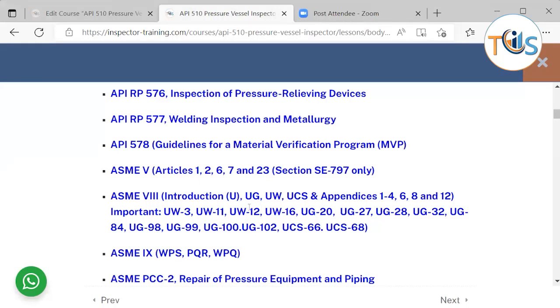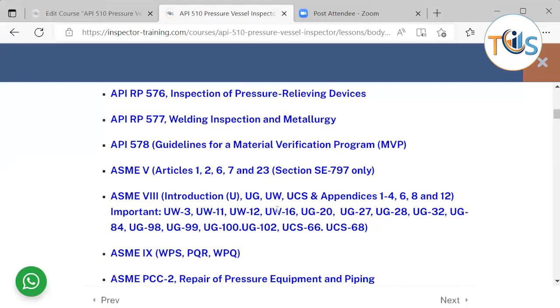On ASME section 8, construction code, you should know about UG general requirements, UW welding, UCS carbon steel, and appendices 1 to 4, 6, 8, and 12. And important parts are here: UW3 about joint category, UW 11, 12, 16, 20, 27, and we will go about and explain what each one means. So you should remember these clauses in ASME section 8.